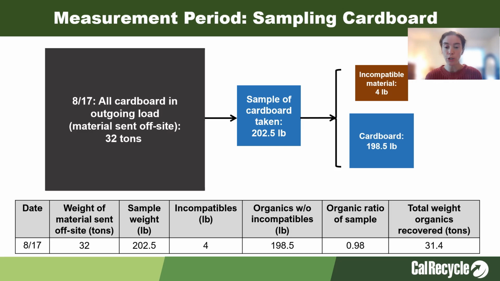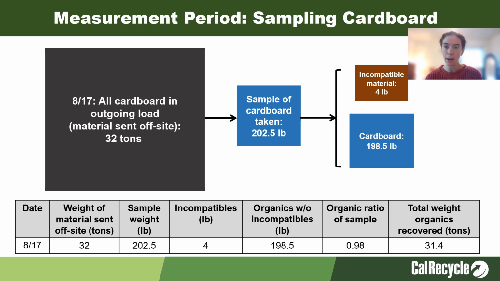The sample can be over 200 pounds, just can't be under 200 pounds unless the whole load is less than 200 pounds. Then you'll take that whole load as the sample. So the facility pulled out the incompatible material. Now we're separating incompatibles from our organics.